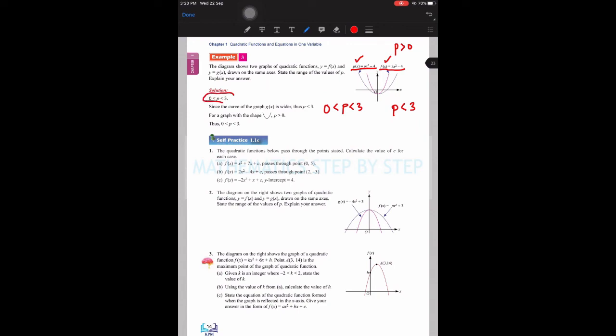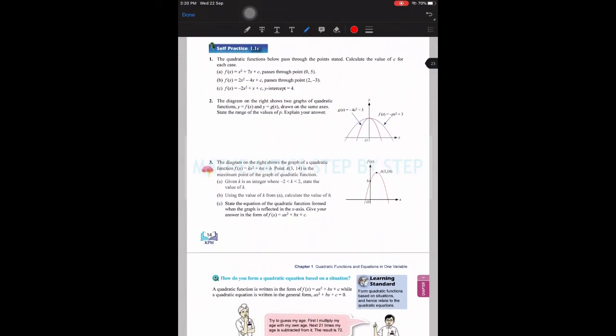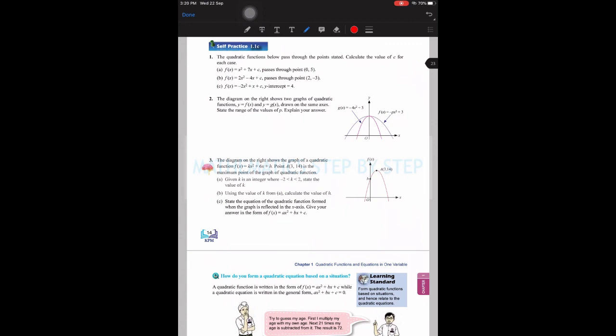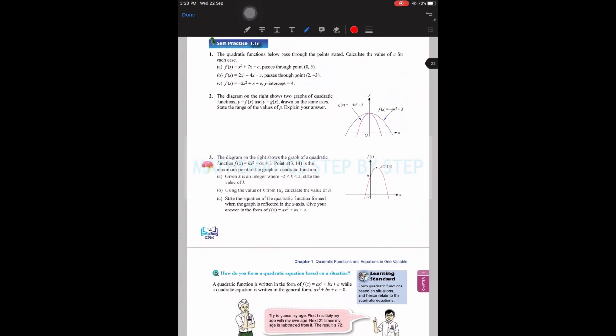As shown here. So this self-practice 1.1c, you guys will be doing it at home so that you can understand better what we have learned just now, okay?